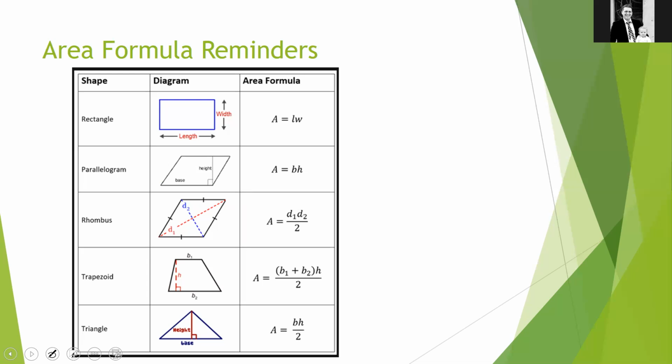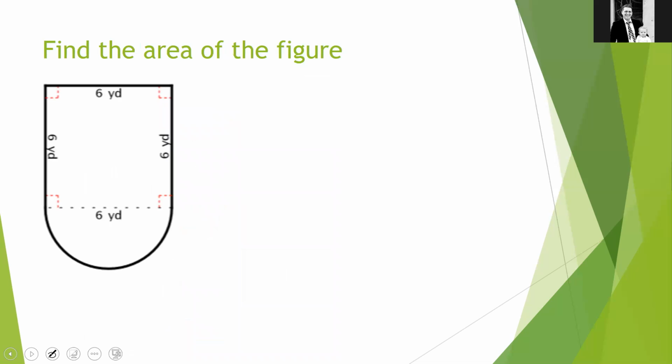I guess one that is missing from this is the area of a circle, which will be incorporated into some of your work. Area for a circle is pi times your radius squared, where your radius is that distance from the center of the circle to the outside of the circle. Oh, here's where that comes into play.